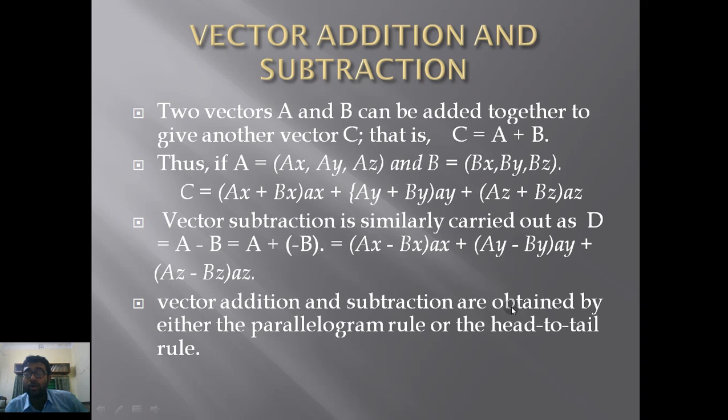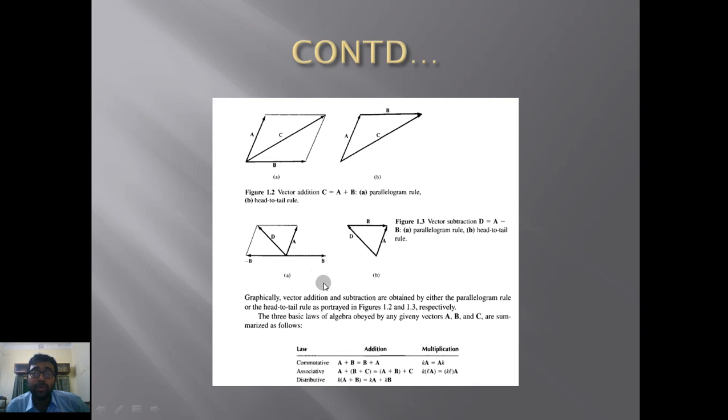Now vector addition and subtraction are obtained by either the parallelogram rule or the head to tail rule. Now we will describe that in the next slide. Now this is the parallelogram rule, and this is how it works. This is C, which is a summation of A and B. If we add vector A and vector B, the value of A plus B can be expressed along this axis C, and the direction of A plus B will also be in this way. That's why this C describes the addition of A plus B. That's why it's called a parallelogram, because it creates a parallelogram. The same can be considered for a triangle.